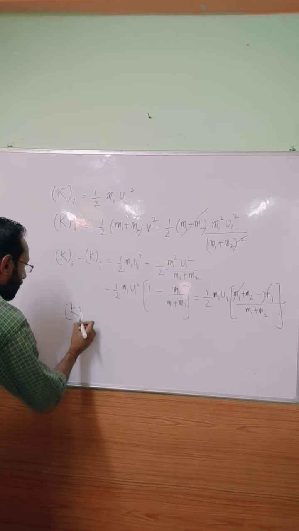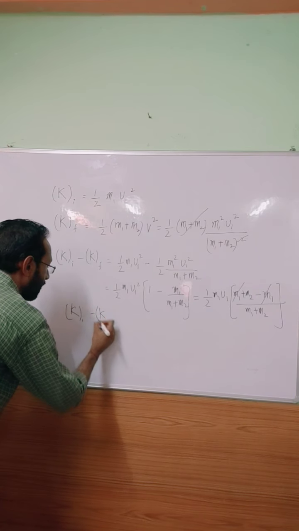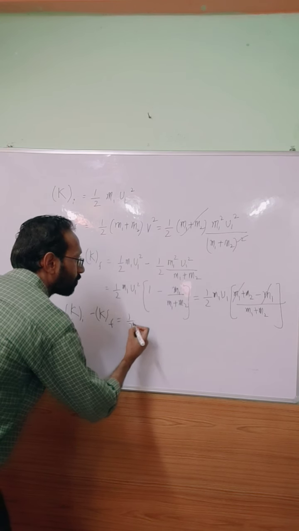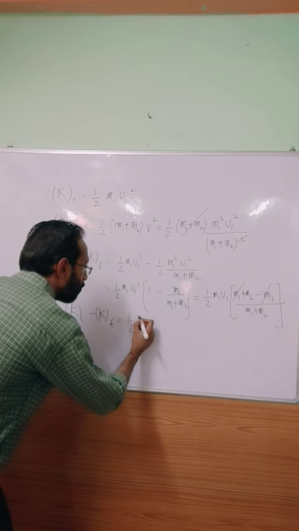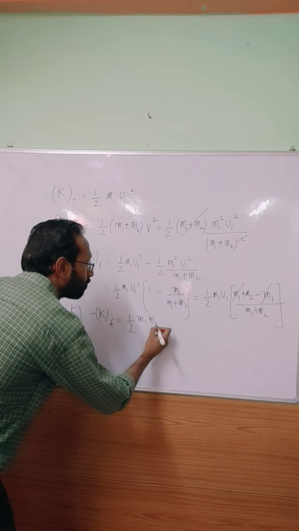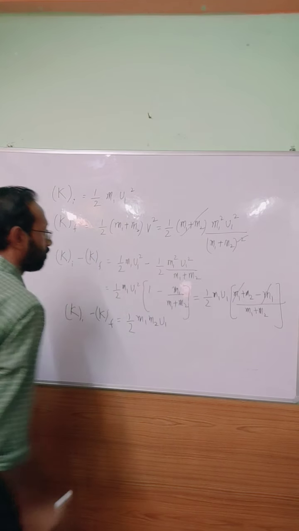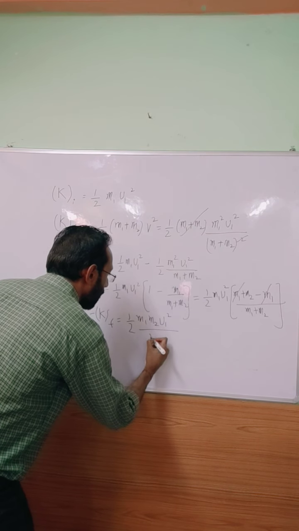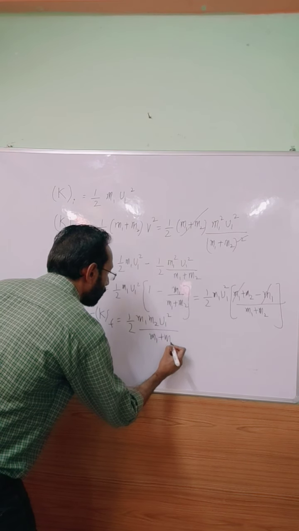Kinetic energy initial minus kinetic energy final is equal to half m1 m2 u1 square upon (m1 plus m2).